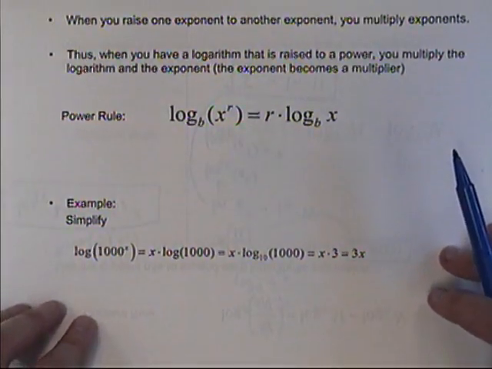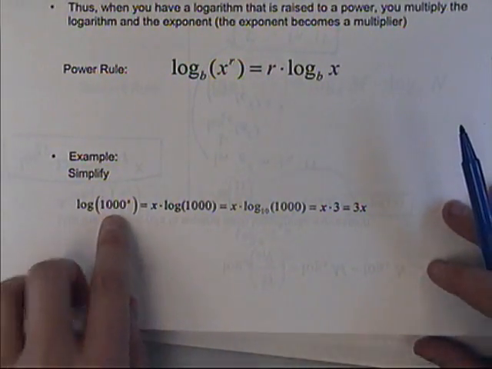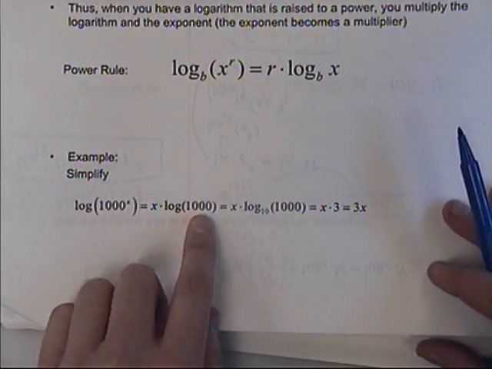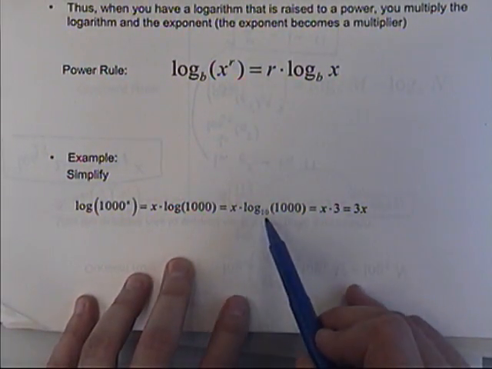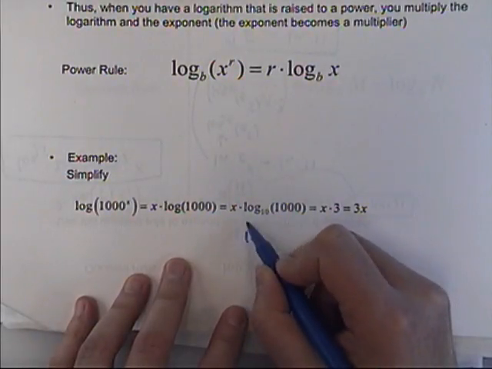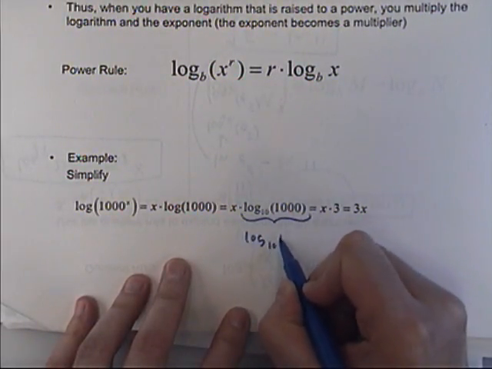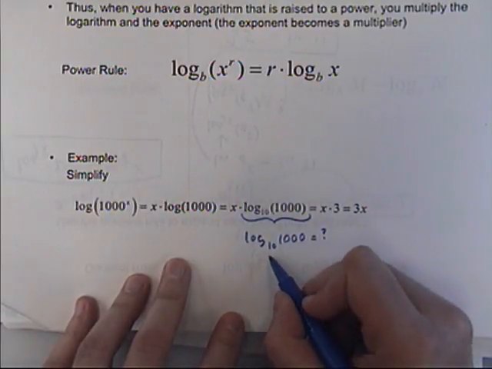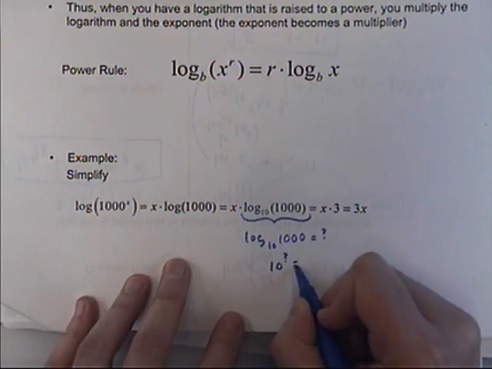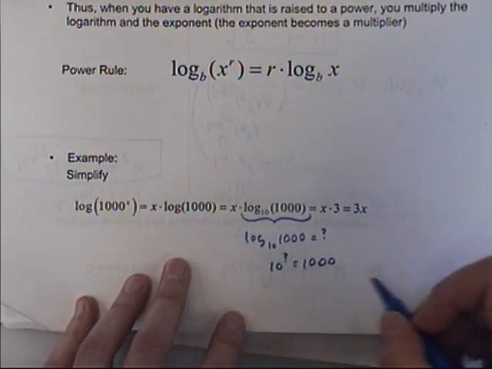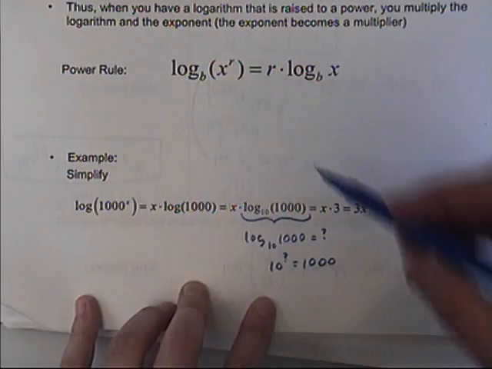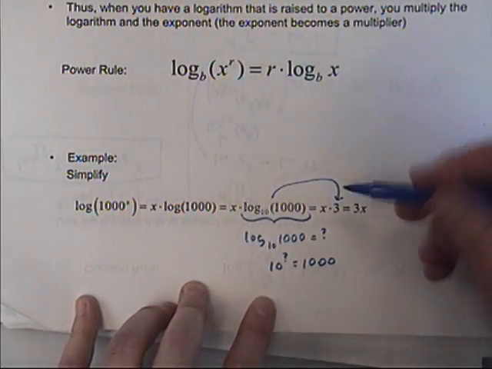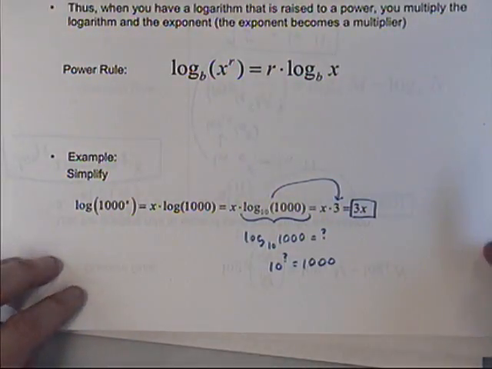So here's an example. Log of 1,000 raised to the x, you can take that x and move it into the front, so it's x times log of 1,000. Log of 1,000 is log base 10, and remember, log base 10 of 1,000, you can set that equal to a question mark. So if you have 10 to what power equals 1,000 in exponential form, that would be 3. So basically this whole thing right here is 3. So x times 3, well, we usually write it as 3x.